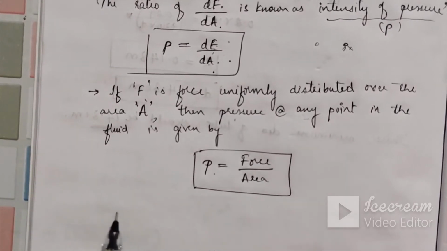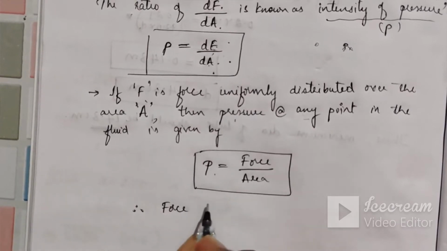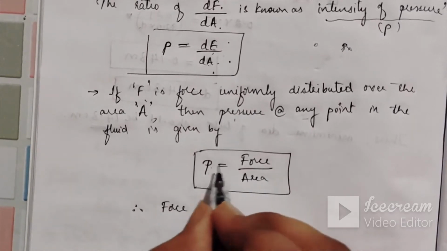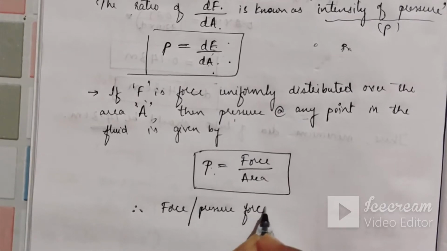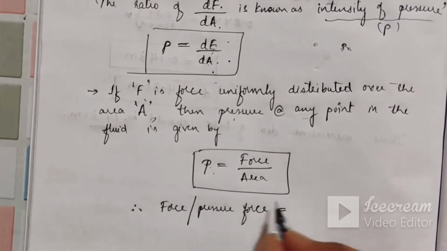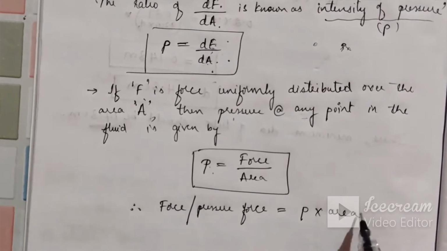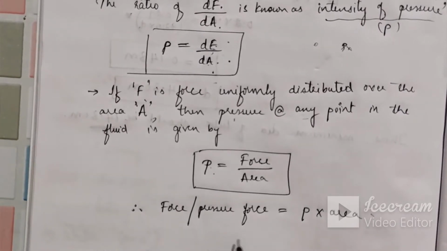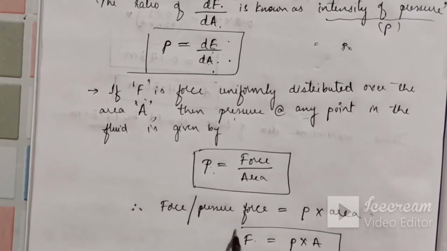If you want to find the pressure at a particular point in that system, we can find it by this formula: pressure is equal to force by area. By this formula we can also calculate the force. This force is related to the pressure, right? So it is also called pressure force. Pressure force is equal to small p into area. So simply, force is equal to pressure into area.